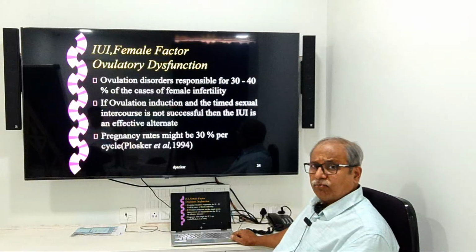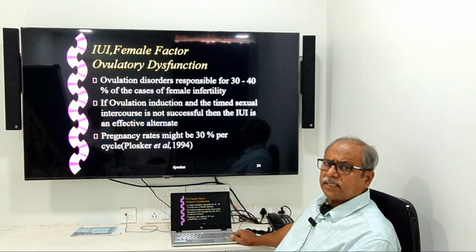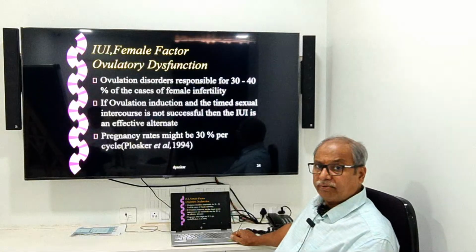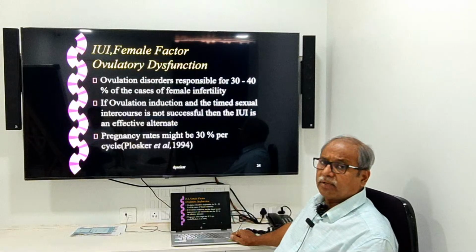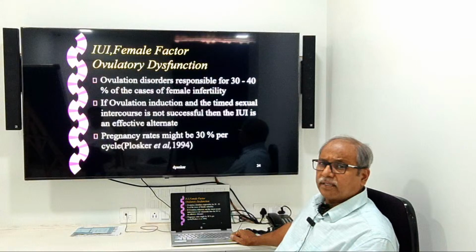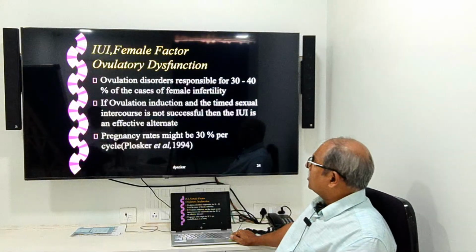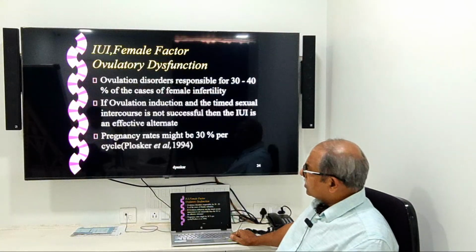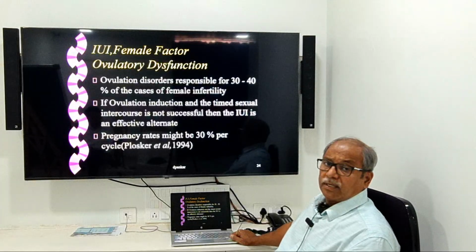Next indication is ovulatory disorder. Everything is okay, but the lady is not releasing eggs regularly. Then again, there will be infertility. Can we induce the ovary and get a follicle, get an ovulation, and if timed intercourse is not functioning well, then we can do IUI. Ovulation disorder is responsible for 30 to 40%. If ovulation induction and timed sexual intercourse are not successful, the pregnancy rate might be 30% per cycle.